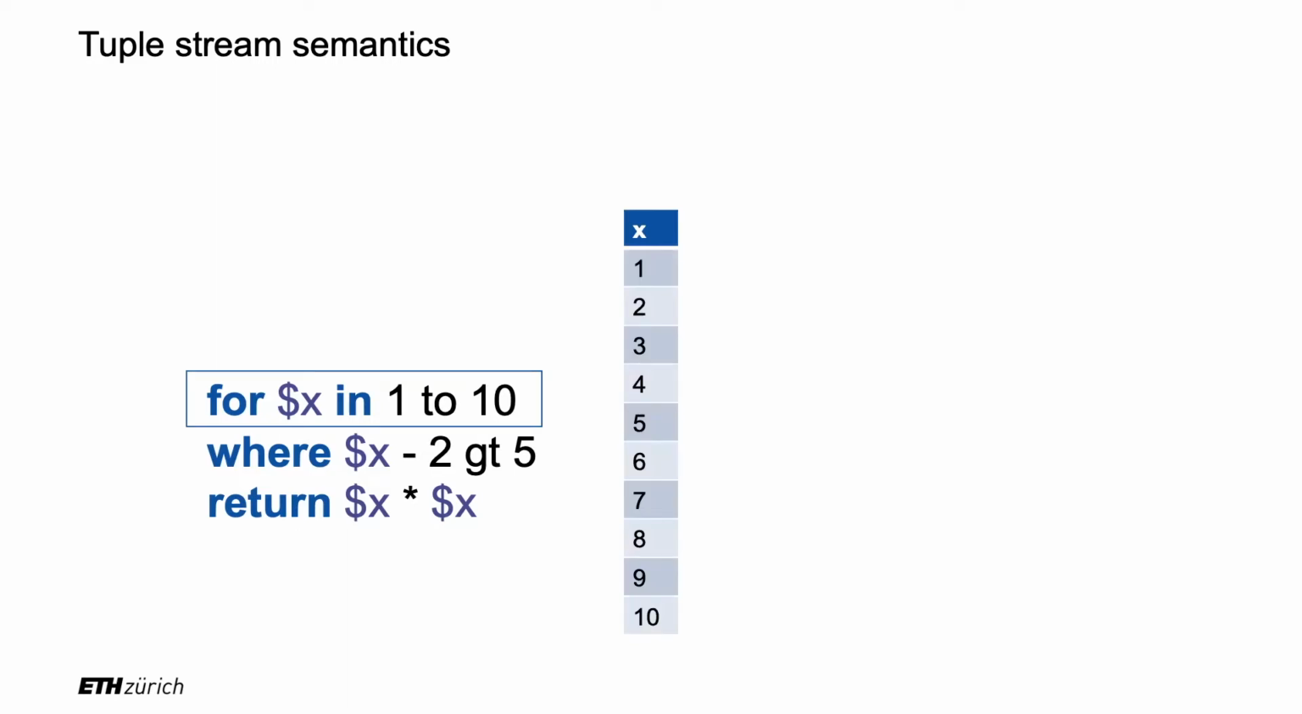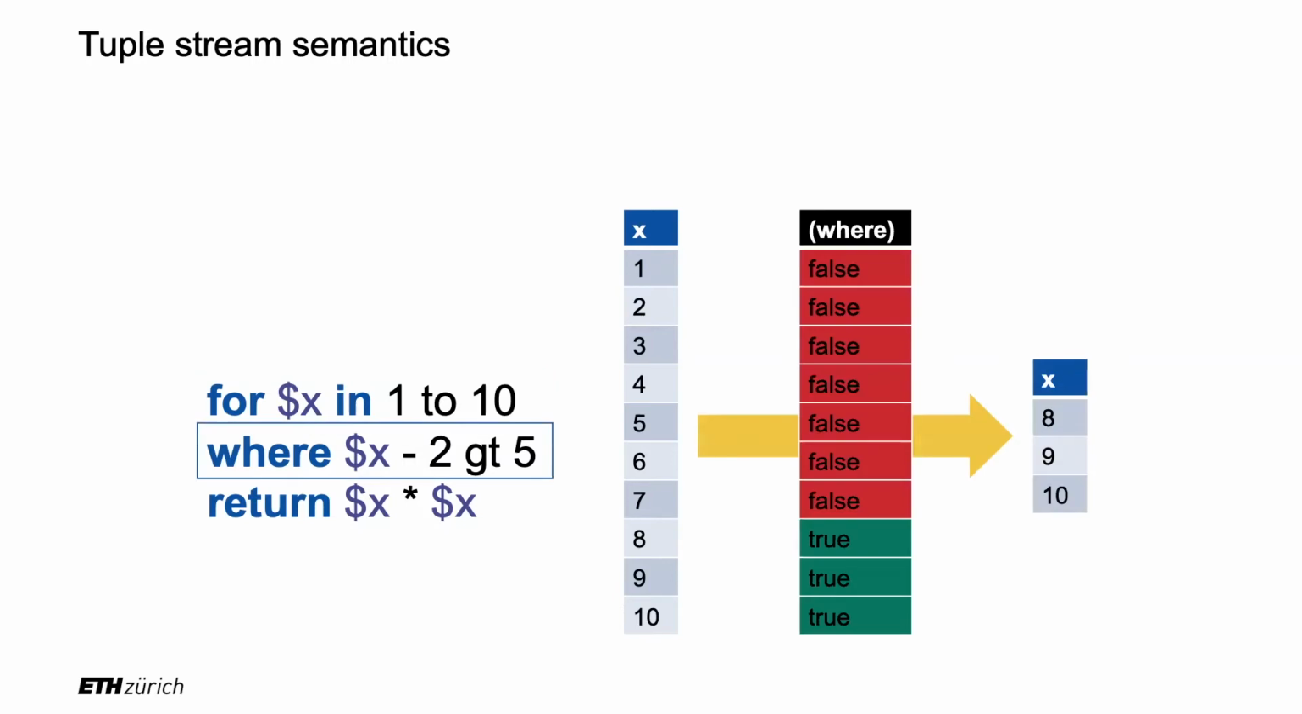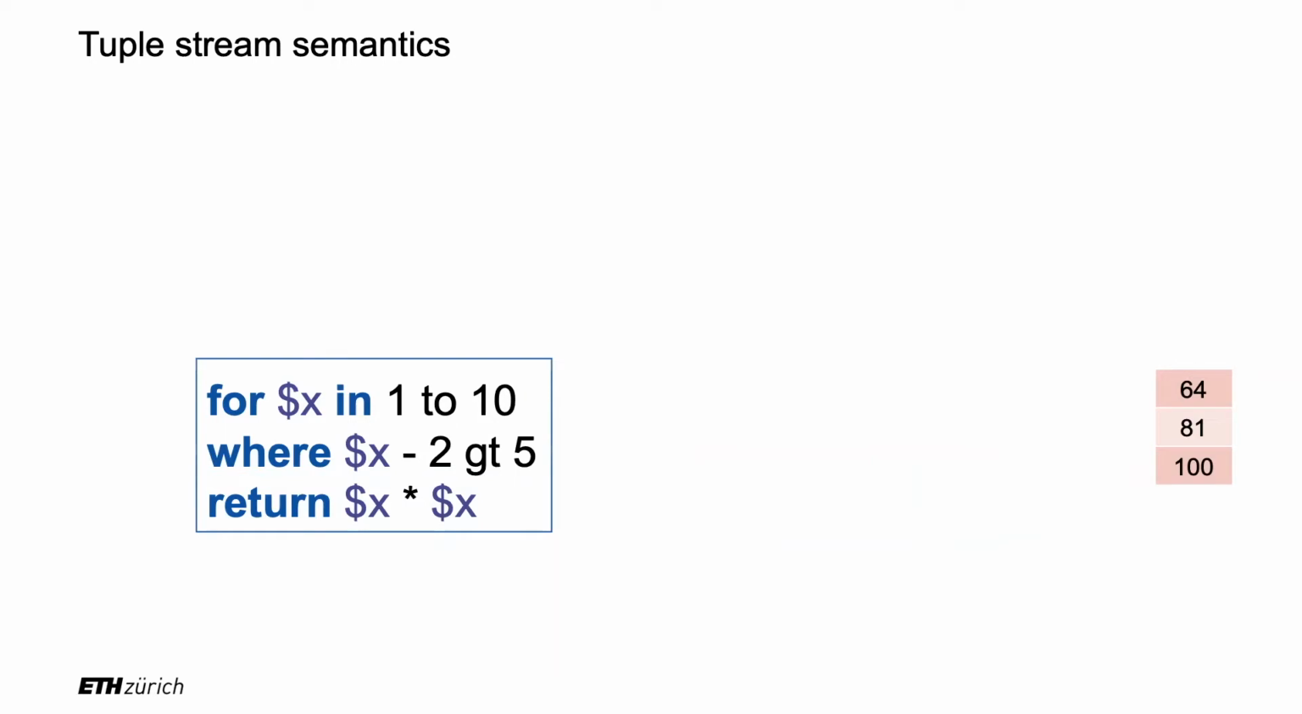Every time you have a clause that generates assignments or bindings, like here on the right, $x is bound in turn to the values 1 to 10, and you can view that almost as a relational table, this tuple stream. When you have the where, it creates a predicate on each one of them and only keeps 8, 9, and 10. Then the return clause maps it back to a sequence of items, because the FLWOR expression has to return sequences of items. All right, is that clear? Okay, so that's the tuple streams for where and return.